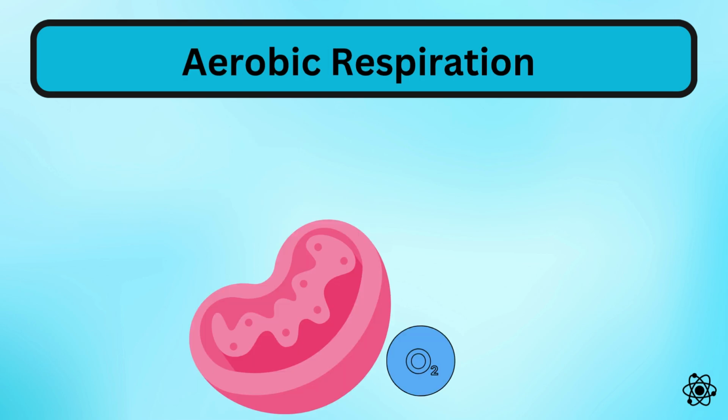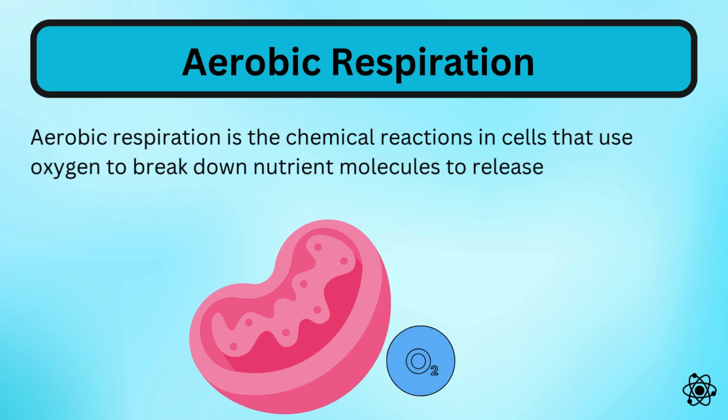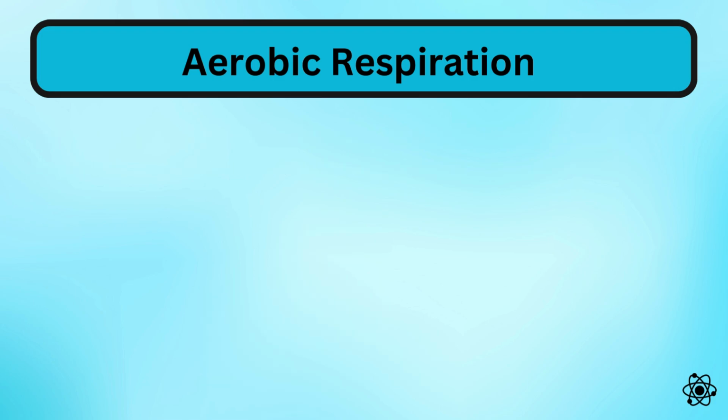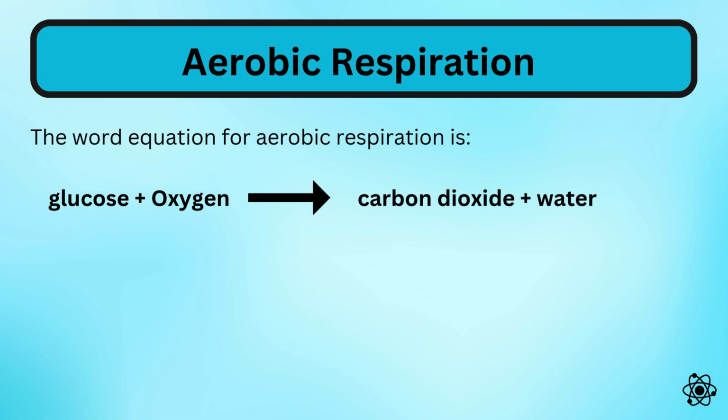Let's learn about aerobic respiration first. Aerobic respiration is the chemical reactions in cells that use oxygen to break down nutrient molecules to release energy. The word equation for aerobic respiration is glucose and oxygen to give carbon dioxide and water. Obviously, energy is also released in this reaction.